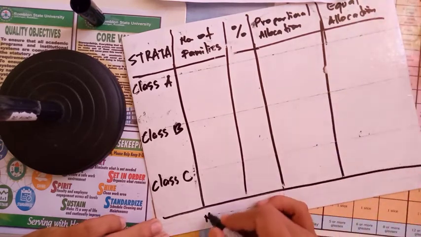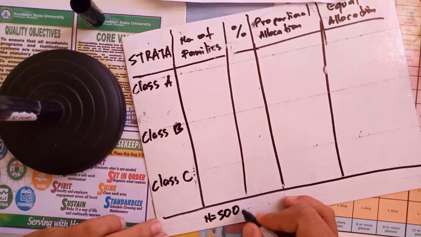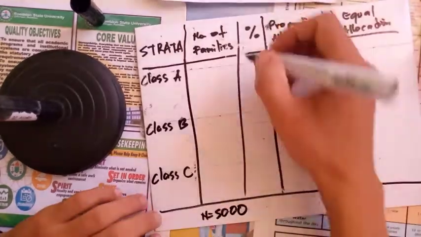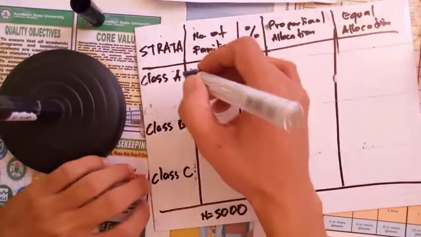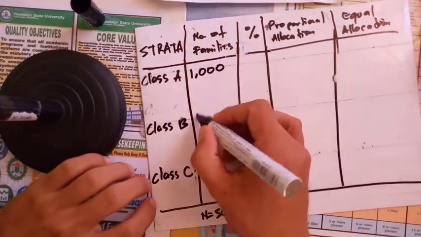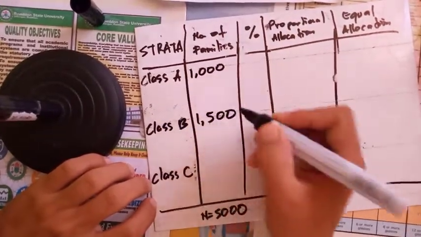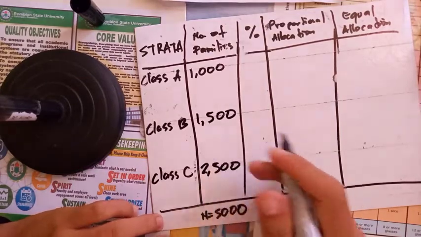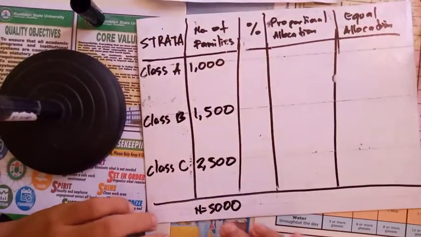Okay, our n is equals to 5,000 with the margin of error of 0.05. Okay, as we said earlier, our class A number of families is 1,000. Class B number of families is 1,500. Class C number of families is 2,500. That would be equal to the 5,000 here.